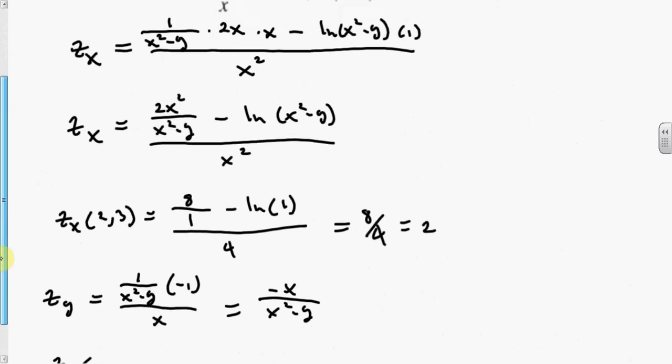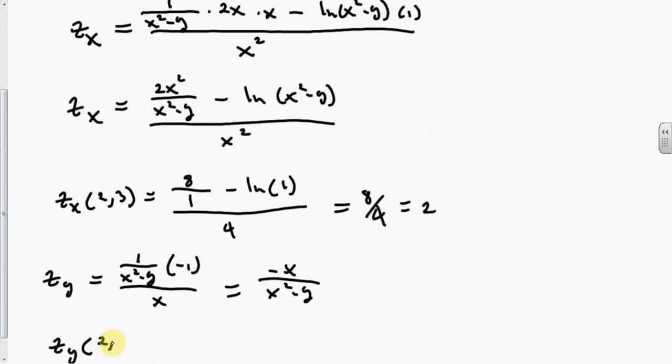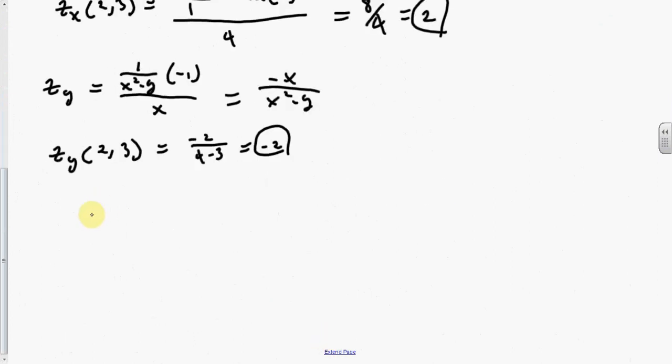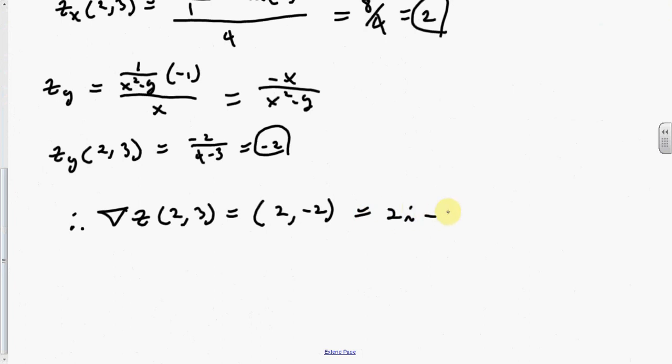So this is negative x all over x squared minus y. We compute this at the point 2 comma 3. So this is negative 2 all over 4 minus 3. That's just negative 2. So the gradient of z at the point 2 comma 3 is 2 comma negative 2. You can write it like that, or you can say 2i minus 2j.